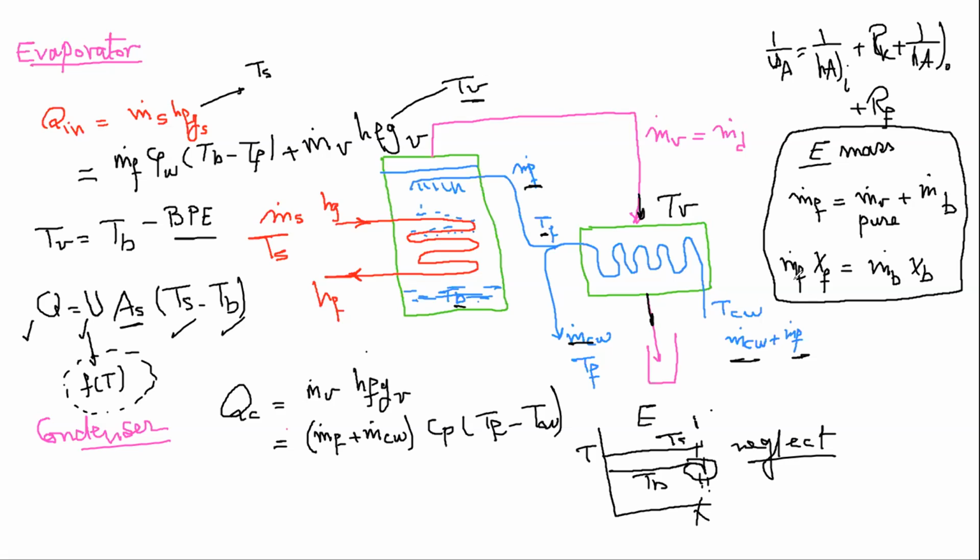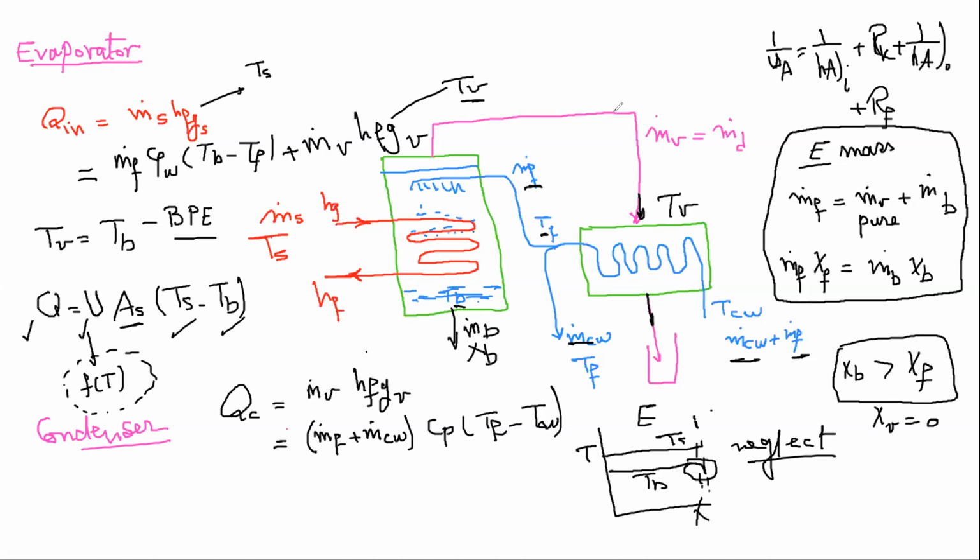M dot feed, this is the feed flow rate, x feed is the salinity of the feed. M dot brine is normally less than m dot feed because part of it has evaporated, so the salinity of the brine is going to be higher. So you expect a higher salinity of the brine, which is being rejected here. So normally XB is greater than XF, assuming that the salinity of the vapor is 0, which should be true. We put a mist eliminator to make sure that the vapor is going to leave without any salts at all.